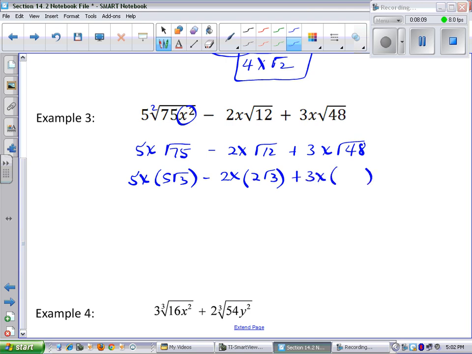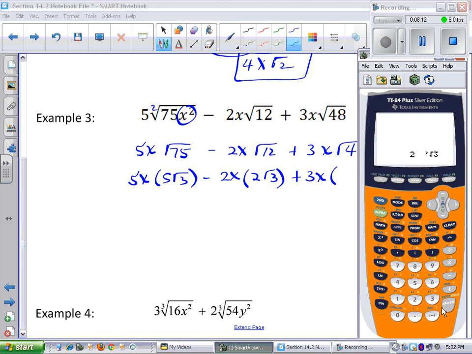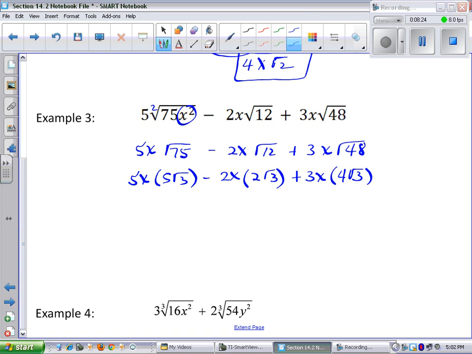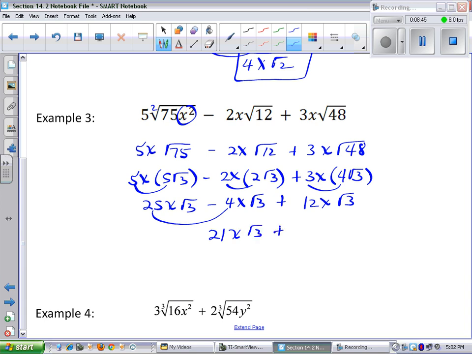And I want to do the square root of 48. And that's 4 square roots of 3. So now I have 5 times 5 is 25x square roots of 3 minus 4x square roots of 3 plus 12x square roots of 3. Combining the coefficients, 25 minus 4 would be 21x square roots of 3 plus 12x square roots of 3, and 21 and 12 would be 33x square roots of 3.